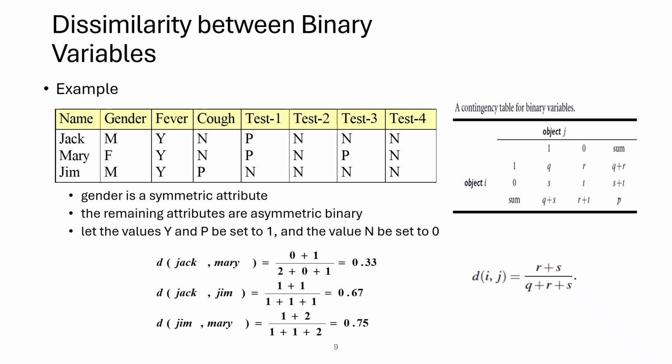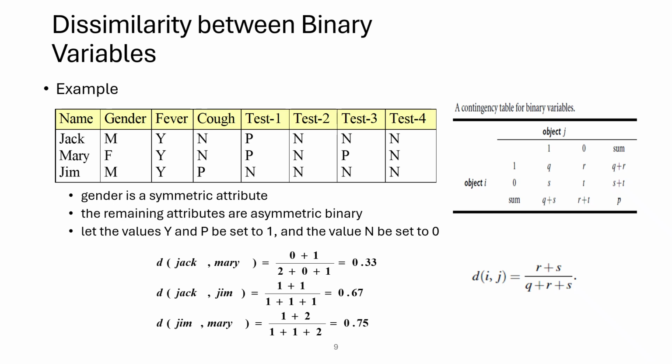Now let us take the other attributes: fever, cough, test 1, test 2, test 3 and test 4, for Jack, Mary and Jim. Gender is a symmetric attribute; the remaining attributes are asymmetric binary. Let the values Y and P be set to 1, positive, and the value N be set to 0, negative. We are setting it this way since it is asymmetric.